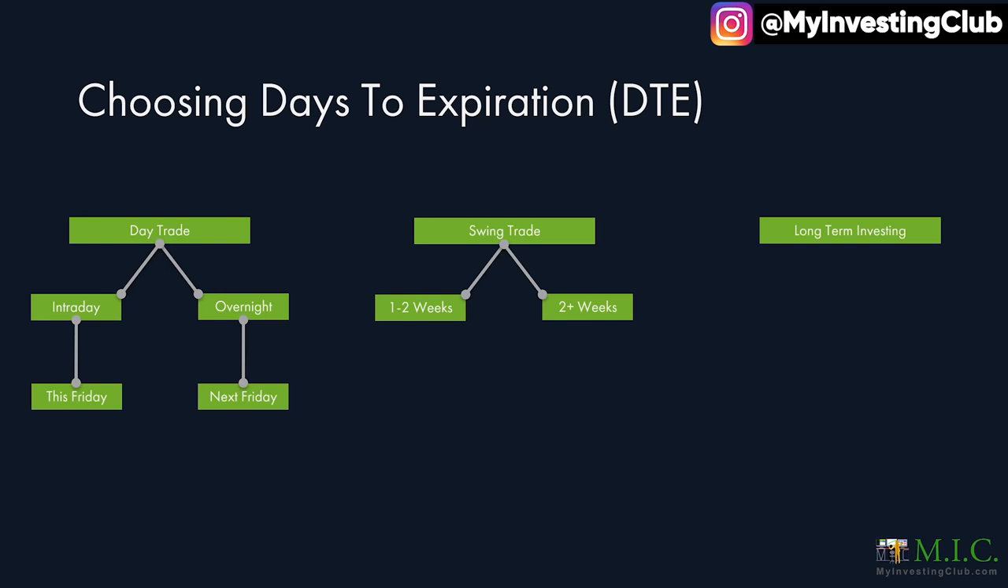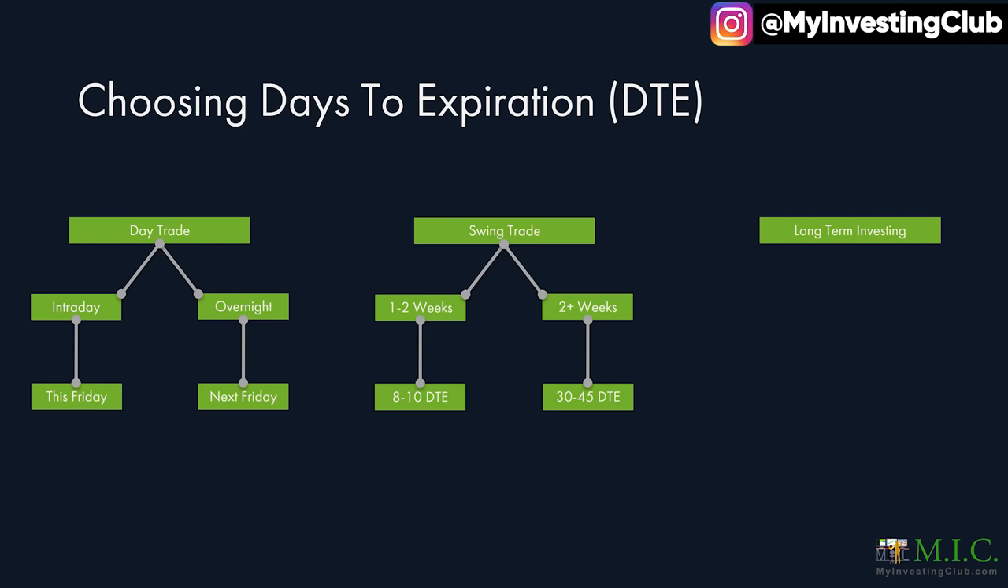If you're holding for 3, 4, 5 days, 5, 6, 7 days or longer than that, the 1 to 2 week options, you're generally going to choose options that expire between 8 and 10 trading days, 8 to 10 days to expiration. If you're trading 2+ weeks, if you plan to swing it a little bit longer, you can choose 30 to 45 days to expiration.